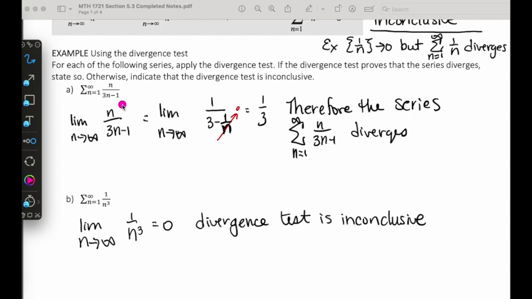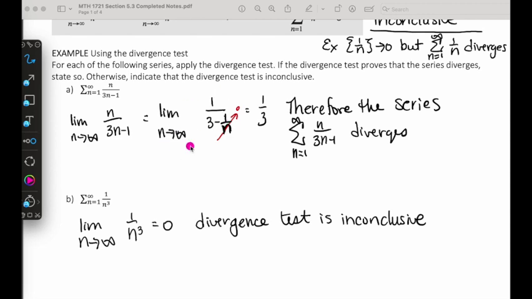Now, this doesn't tell us what the value of the series is. This just tells us if it diverges. So we're going to look at the sequence, which is n over 3n minus 1. We're going to take the limit as n goes to infinity and see what happens. So when I take the limit as n goes to infinity, I'm going to use the trick where I divide everything by n. So n divided by n on the top gives me 1, 3n divided by n gives me 3, and then 1 divided by n gives me 1 over n.